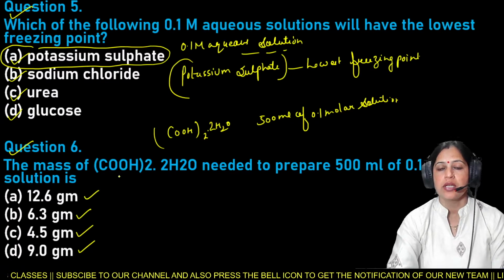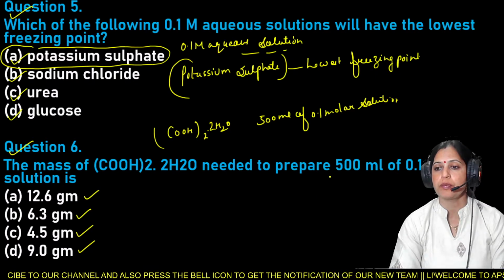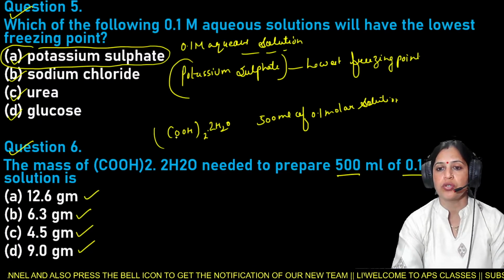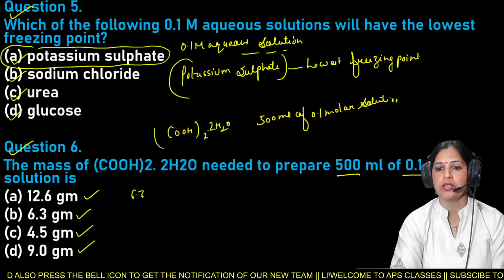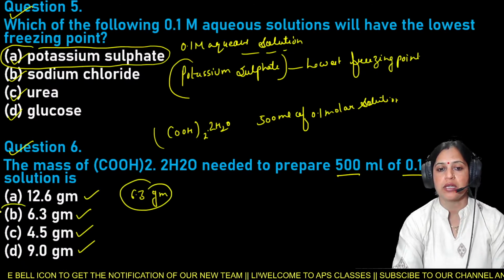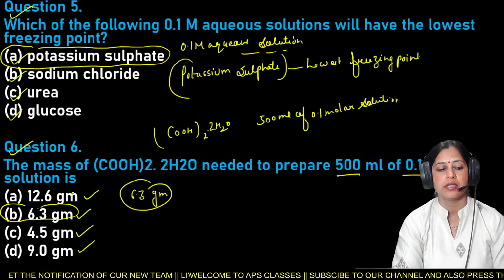So beta, the mass of (COOH)2·2H2O needed to prepare 500 ml of 0.1 molar solution is 6.3 grams. So here option B is the right answer for question number 6.